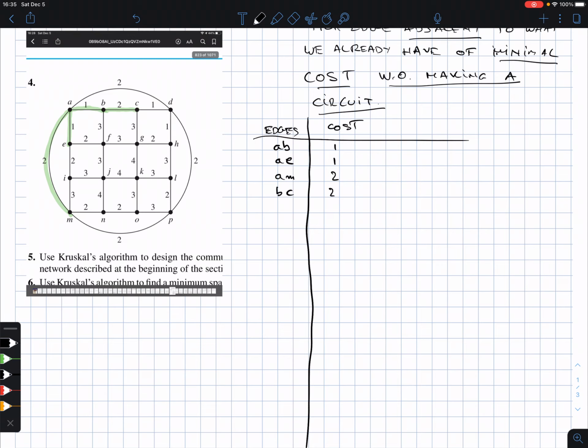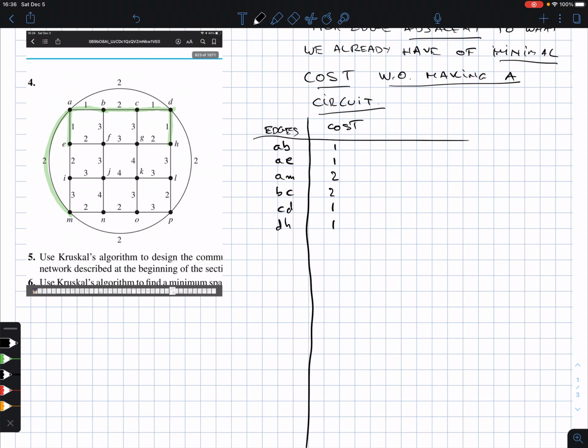Okay, now I chose this one because now I have another option of a 1 here. So in this case I have no choice, there's only one left. There's only one of cost 1, that is the CD. So I have to take this one. So CD has cost 1. And this in turn gives me one option for another cost 1, that is DH. Okay, I've arrived at a situation where in fact all cost 1 are used.